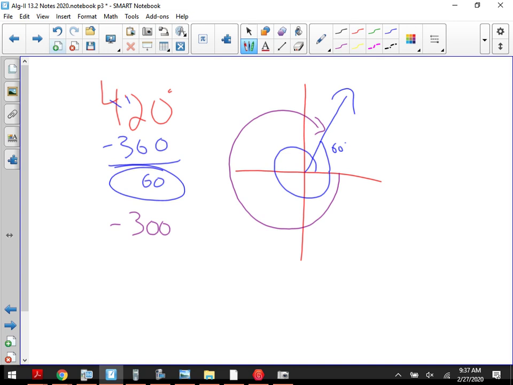Negative just means to go in the other direction. Coterminal means the same exact thing. It's just a different direction. There's no other name for it. It's still coterminal. It's just going the other direction. Okay. Yes, sir.